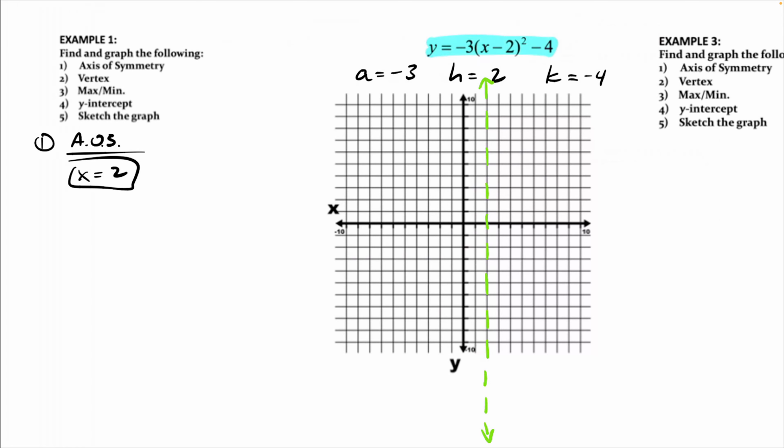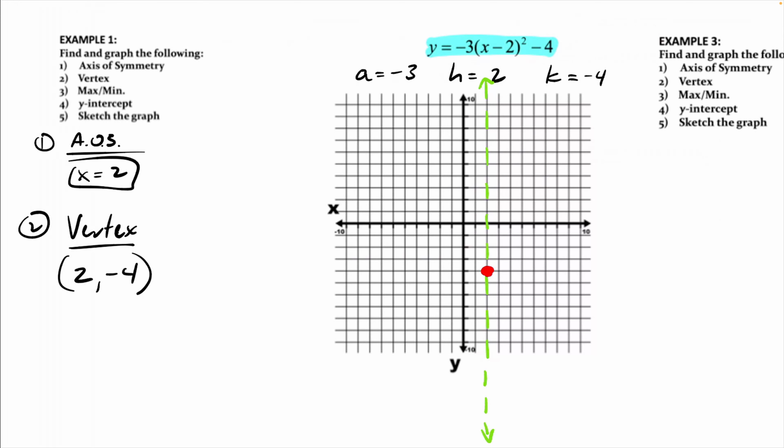All right, so the next thing, vertex. Well, it says, if it's in vertex form, the vertex is h, comma k. Well, my h was 2, and my k is negative 4. Go make a dot. Right 2, down 4. 1, 2, 3, 4. Just like that, we found the axis of symmetry and the vertex.